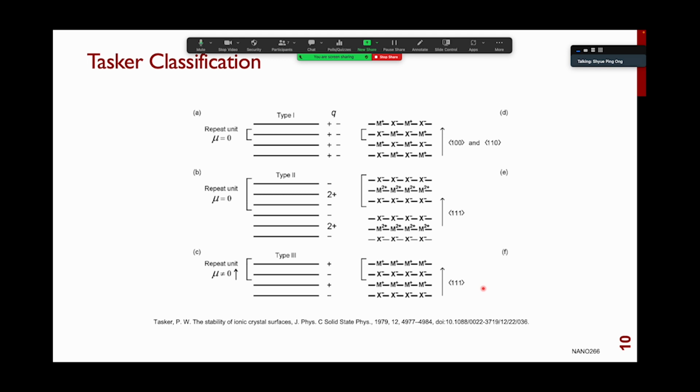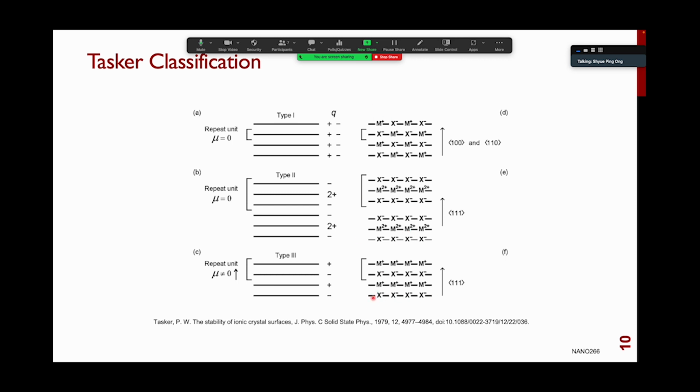And typically when we do surface calculations, you want to avoid Tasker type 3 surfaces because there are long-range electrostatic interactions associated with this polarization of your slab, okay? So how do we actually deal with this problem, right? The way that typically you would deal with this problem is to do what is called a Tasker type 3 to type 2 reconstruction, right?